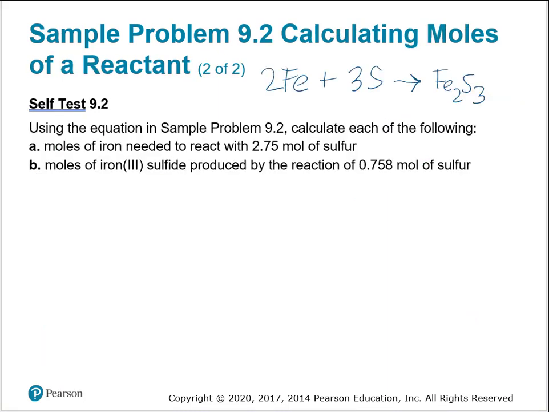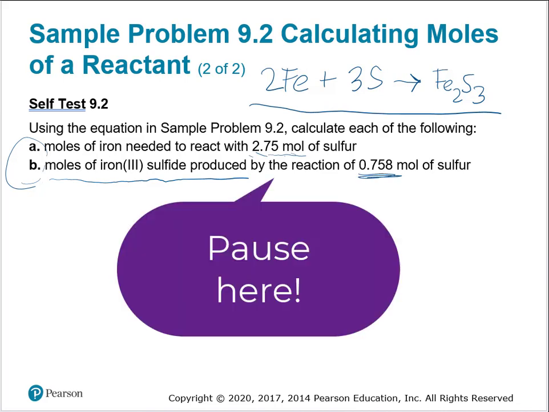For this next problem, you're going to use this chemical reaction, and you're going to calculate the moles of iron needed to react with 2.75 moles of sulfur, and figure out how many moles of iron(III) sulfide is produced when we start with 0.758 moles of sulfur. Pause the video.